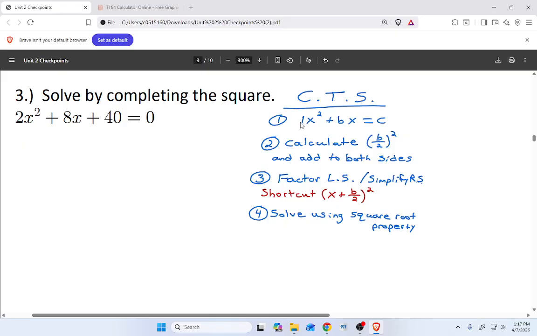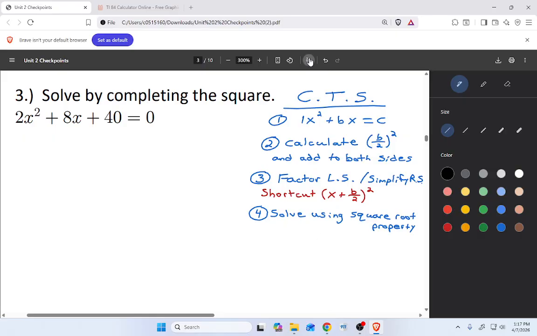Step number 1, we need to put the equation into this format. Step number 2, we'll calculate b over 2 squared and add it to both sides. Step number 3, we'll factor the left side, either using normal factoring strategies or by using the shortcut, and then we will simplify the right side by combining like terms. And step 4, we will solve using the square root property. So that's a quick rundown of the game plan that we're going to have navigating this problem. But now let's actually do it.